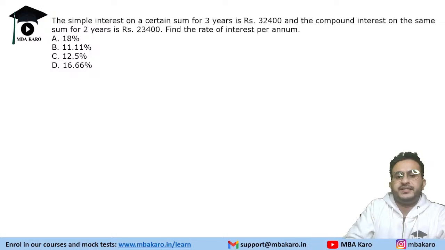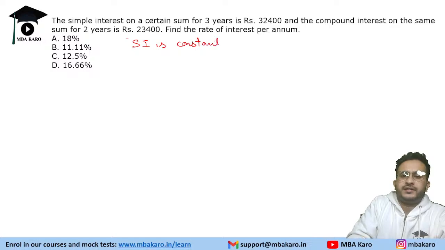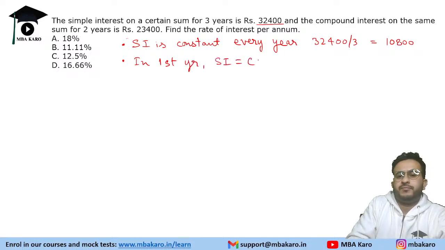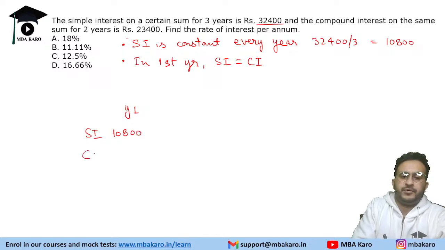So the concept here is simple interest is constant every year. These things should be in your mind. Simple interest is constant every year, right? So 32,400 divided by 3 is equal to 10,800. Second thing to consider is in the first year, simple interest is equal to compound interest. So year 1, SI is 10,800, right? Compound interest is also 10,800.